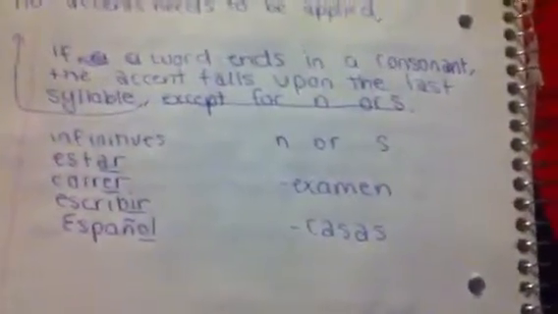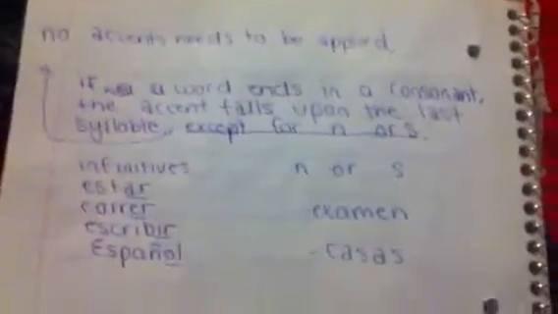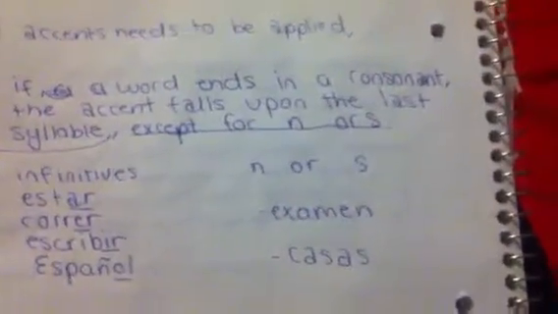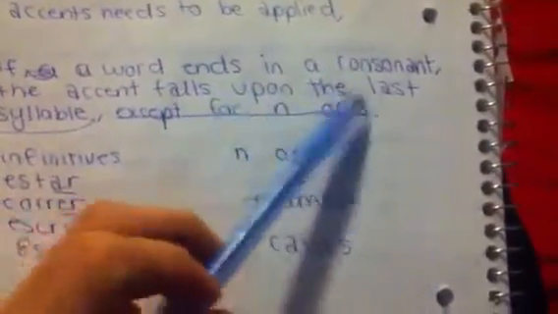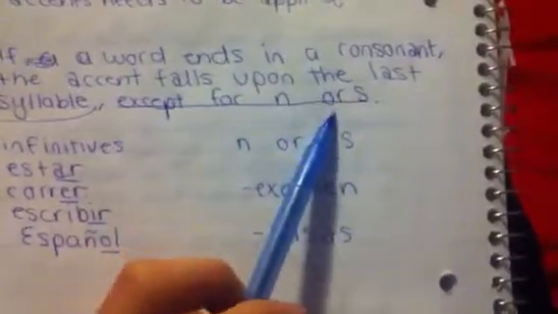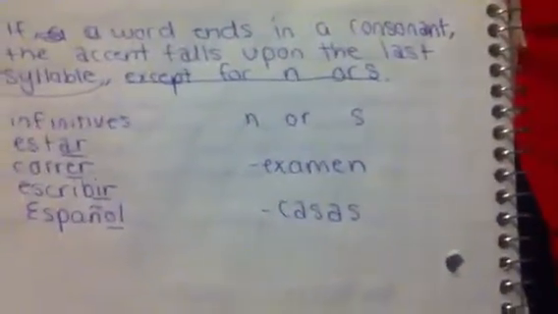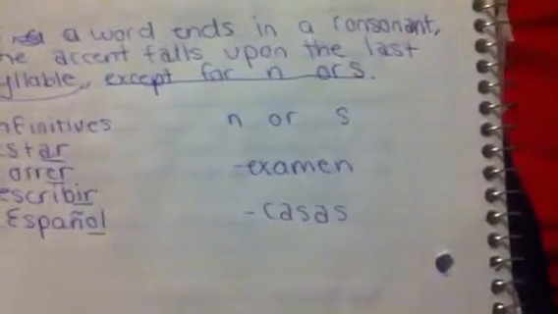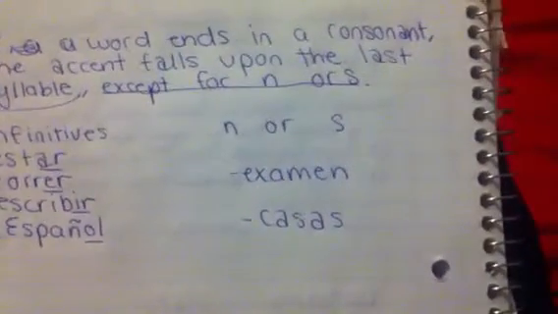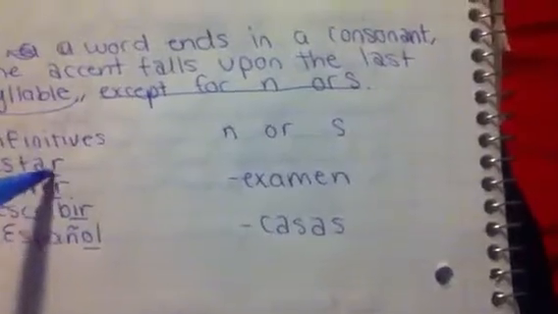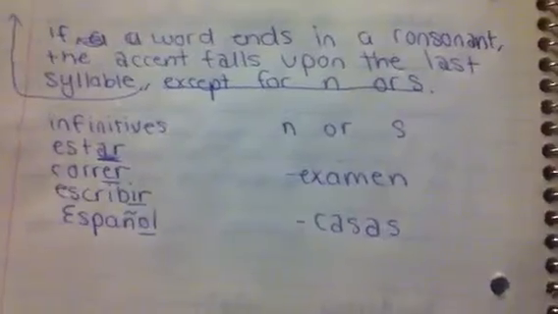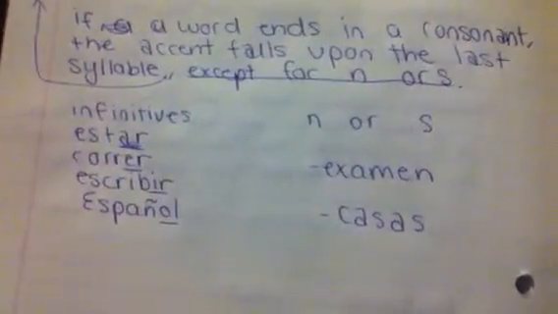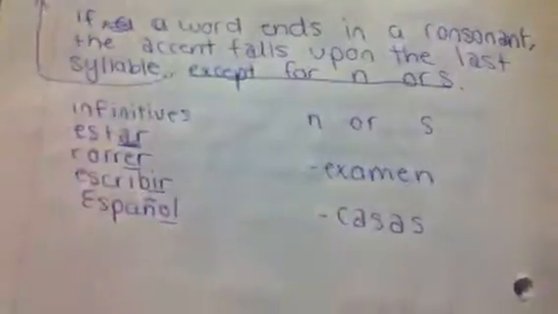Okay, so now let's get down to the nitty-gritty of putting accents in Spanish. My first rule: if a word ends in a consonant, the accent falls upon the last syllable, except for N or S. So, if a word ends in any letter other than A, E, I, O, U, the accent automatically falls on the last syllable. Regardless, no accent is needed. It is natural. Except for N or S.